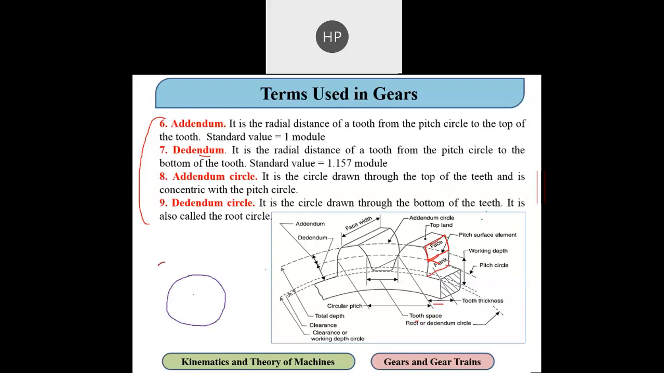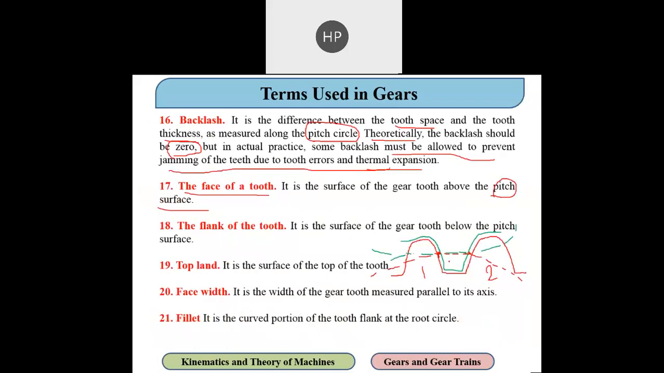The portion above the pitch circle, above the pitch surface, is known as the pitch face, and below the pitch surface it is known as the flank. Okay, so there are two definitions, face and flank, and both are related to the pitch surface. Above it is known as a face, and below it is known as a flank.